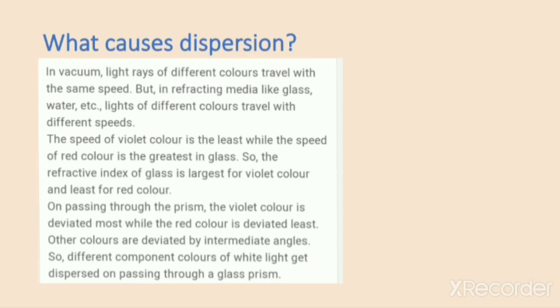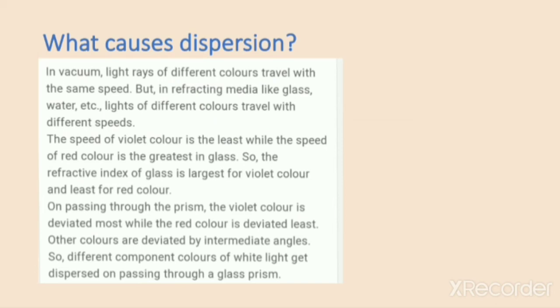Now the question is, what causes dispersion? We have seen the white light passing through the prism and splitting into seven colors. So what is the reason? In vacuum, light rays of different colors travel with the same speed. This we discussed in the previous lecture. But in any other medium, they travel with different speeds depending on their wavelength. So in refracting media like glass, water, etc., lights of different colors travel with different speeds.